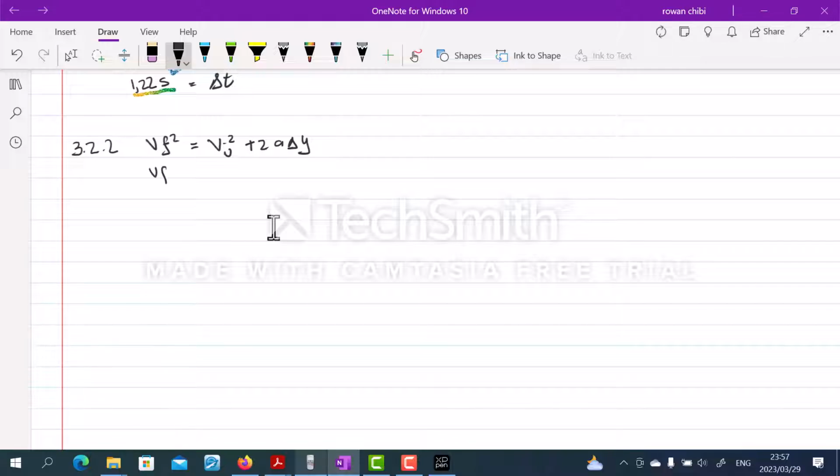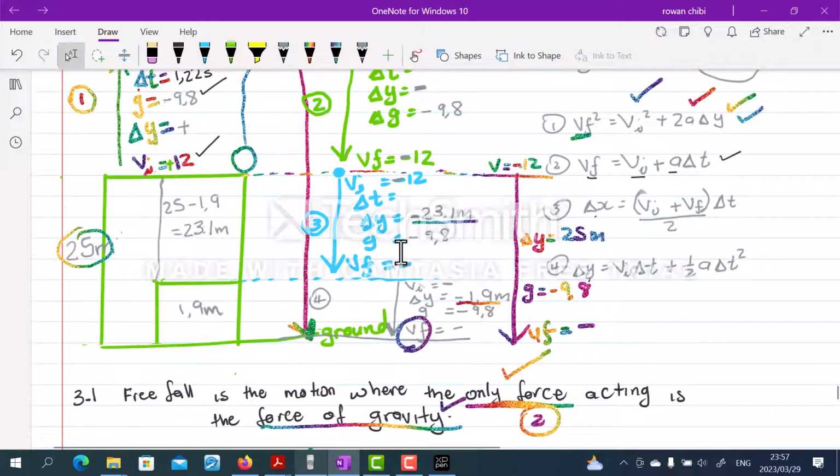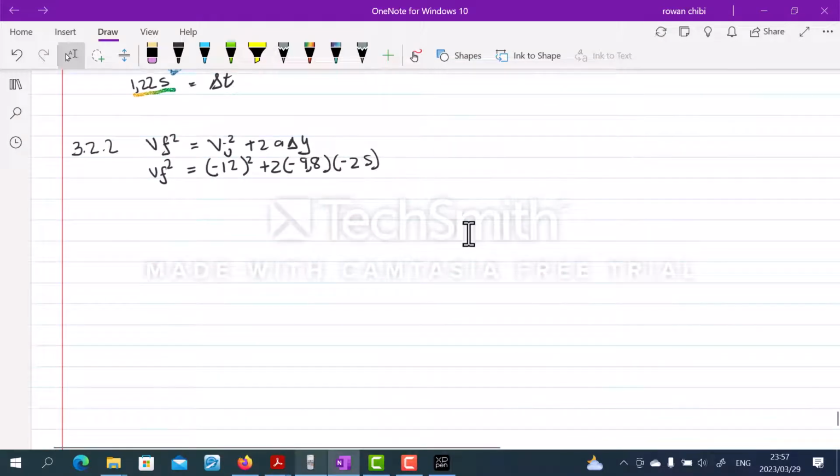So we are looking for v final. We said v initial is negative 12 squared, plus 2 times g, which is negative 9,8, times delta y, which is negative 25. So everything here is negative. V initial is negative 12, delta y is also negative because the ball is going down, and g is always negative 9,8 because we took up as positive. This final velocity will also be negative.